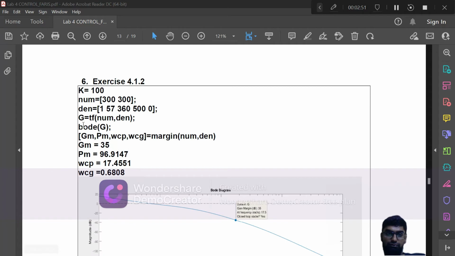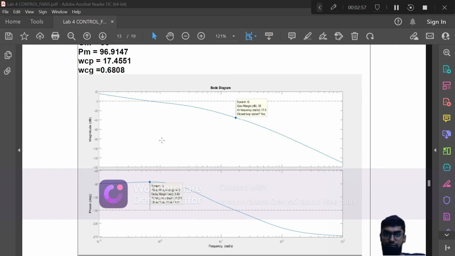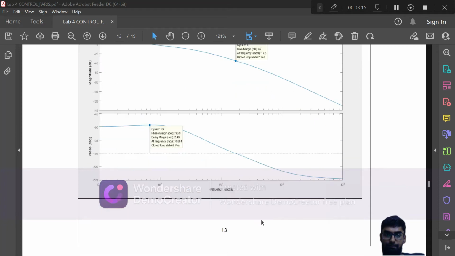So for the exercise 4.12, when k equals to 100, we get the Bode diagram. Gain margin equals to 35, the phase margin equal to 95.9, and the frequency we get 17.5 radian per second, and the delay margin we get 2.48 second.